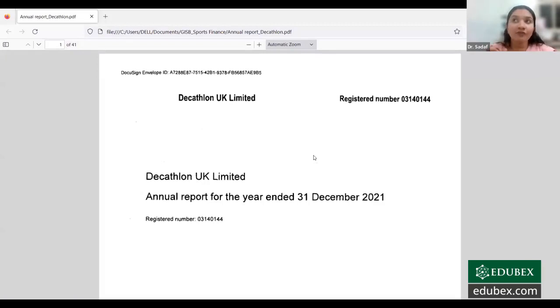Now, how do we find annual reports? So you can just do a normal Google search. You can write annual report of and the name of your company, and then you can write the year. Okay, so you can type this in the Google search.